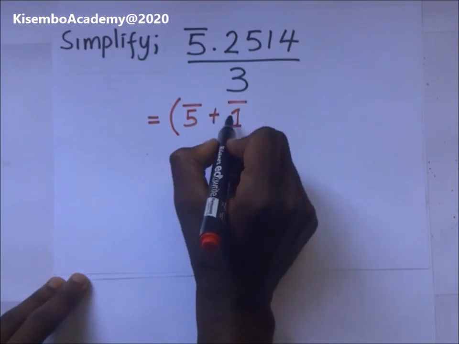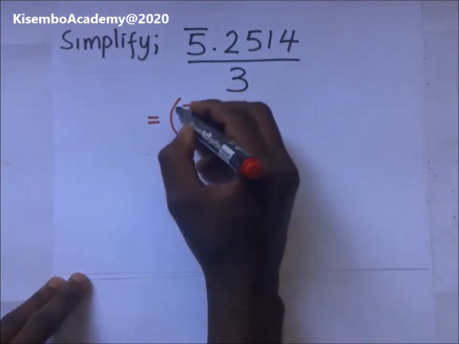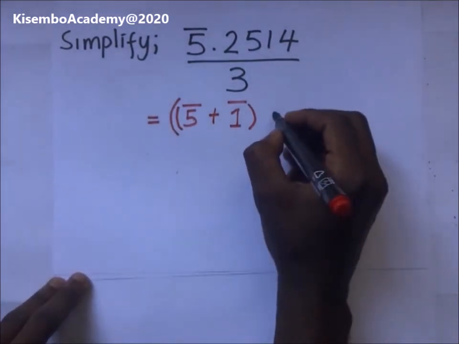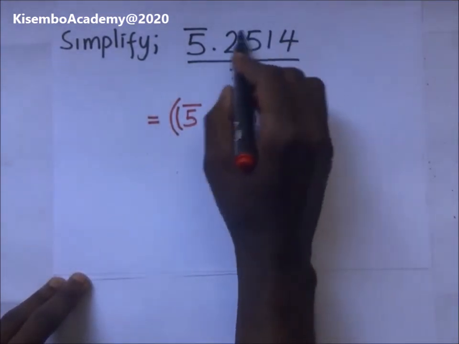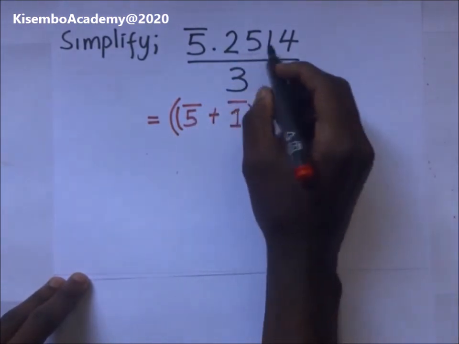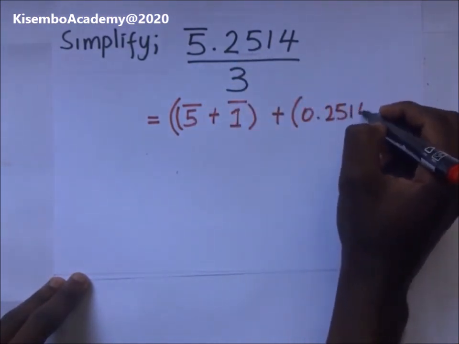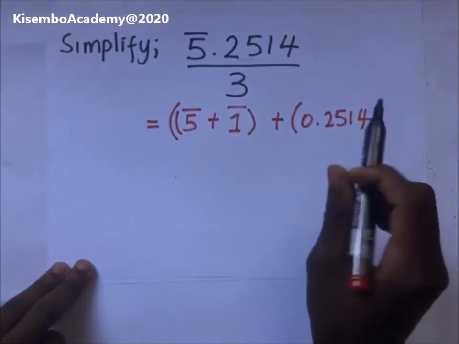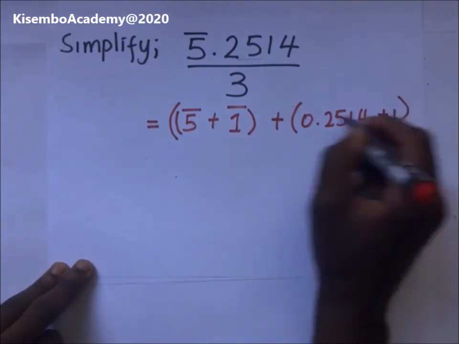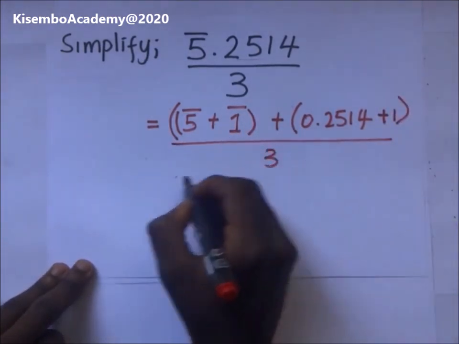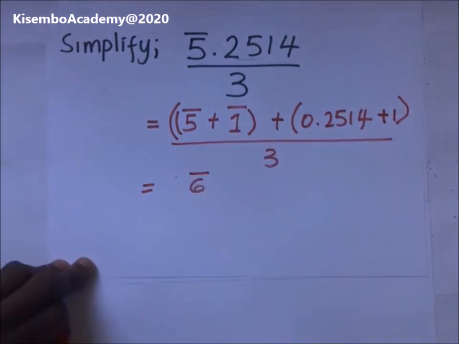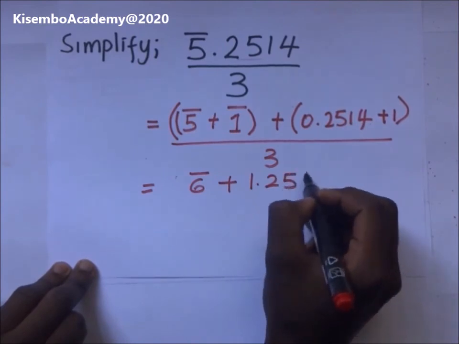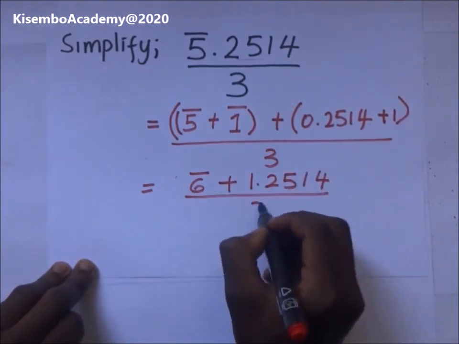So it's going to be 5 plus 1. That is going to be the characteristic, and we deal with it independently. Then plus the other part, 0.2514. Since we added 1 to the characteristic, we are supposed to also add 1 here to make the whole thing uniform. Divide that by 3. So here what we have is 6 bar plus 1.2514, divided by 3.